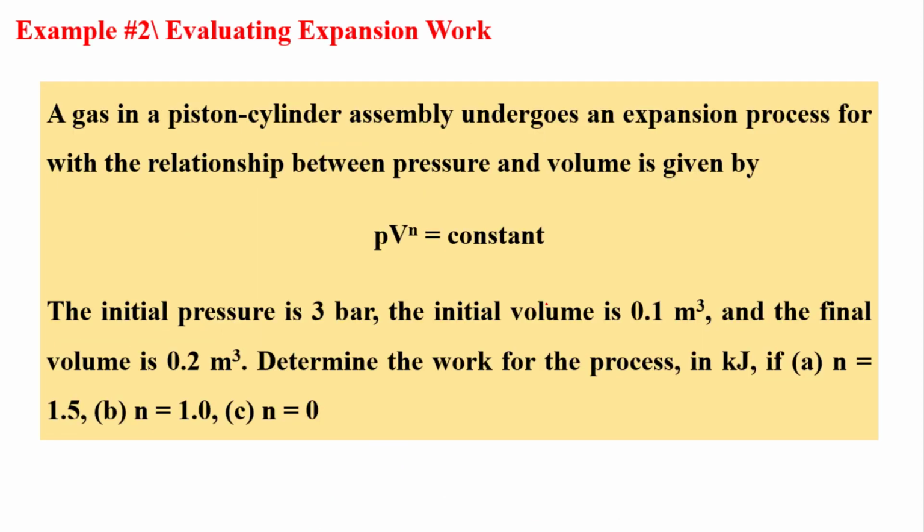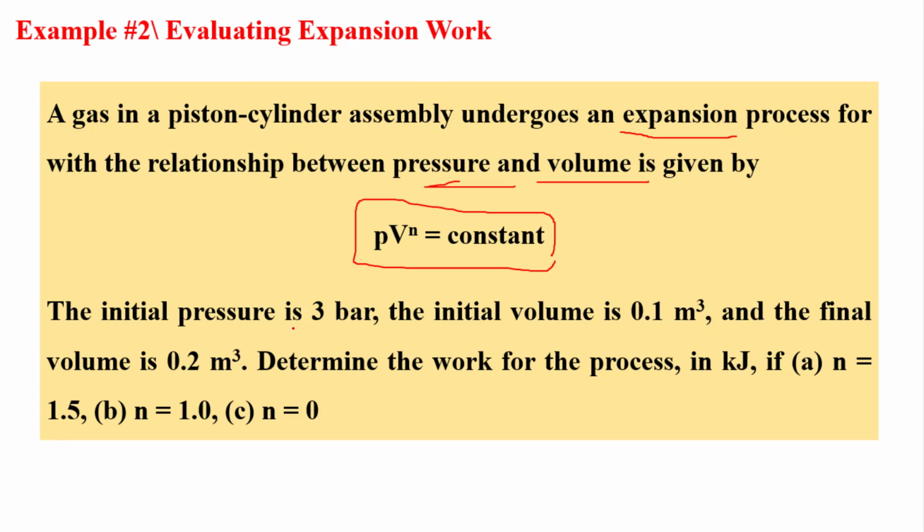Let's see another example. So here we have a gas in a piston cylinder assembly that undergoes an expansion. So expansion means the volume in state 2 will be larger than state 1. The relationship between the pressure and the volume is given to be P V to the power n equal to constant.